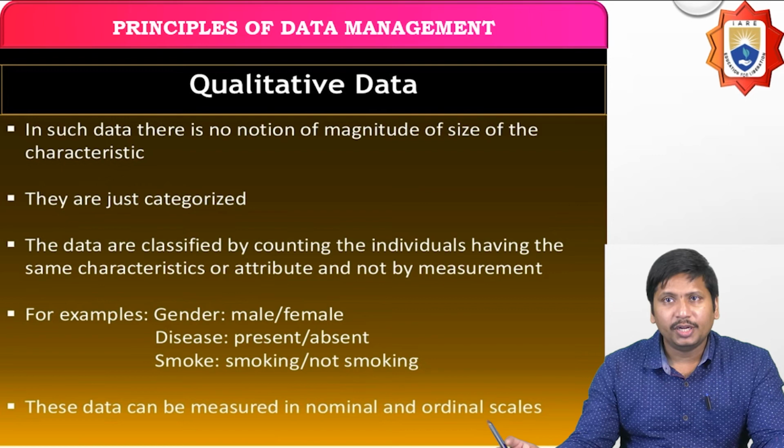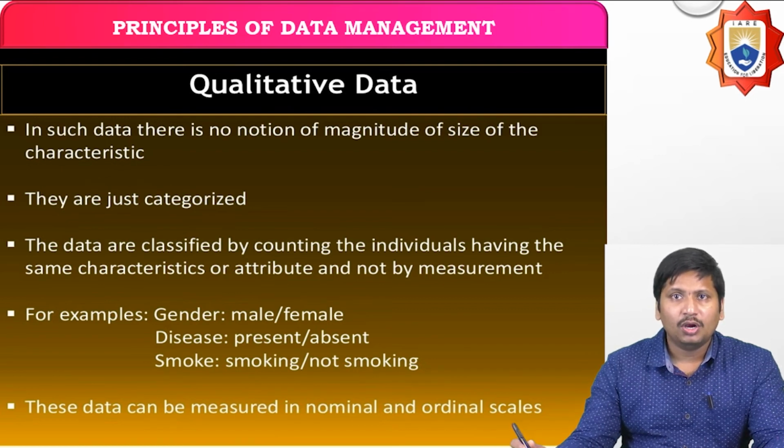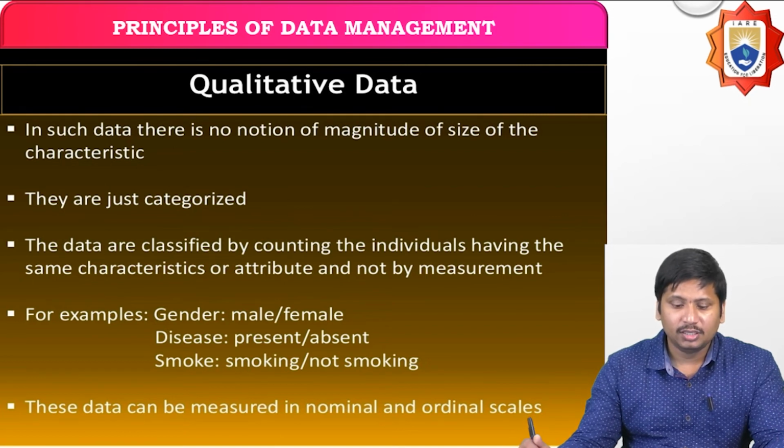So what is qualitative data? Qualitative data means there should not be any notion of magnitude or size of characteristics. The data is just categorized and classified by counting the individuals having the same characteristic or attribute, not by measurement. For example, gender is male or female, disease is present or absent, smoke means smoking or not smoking. This data can be measured in nominal and ordinal scale.